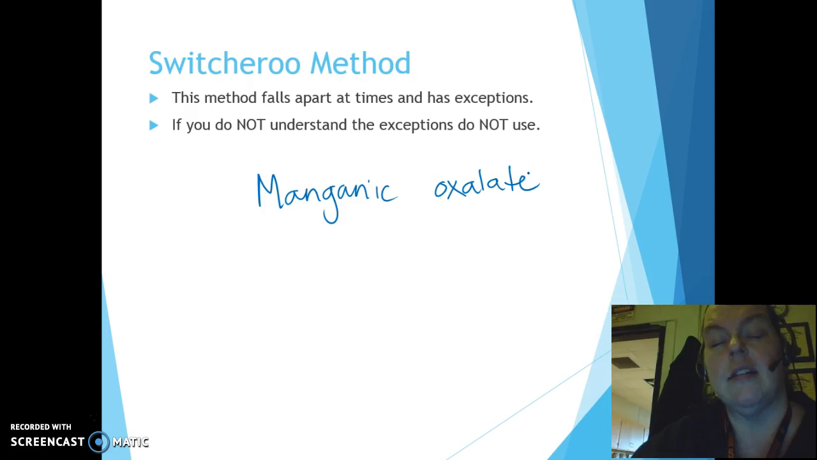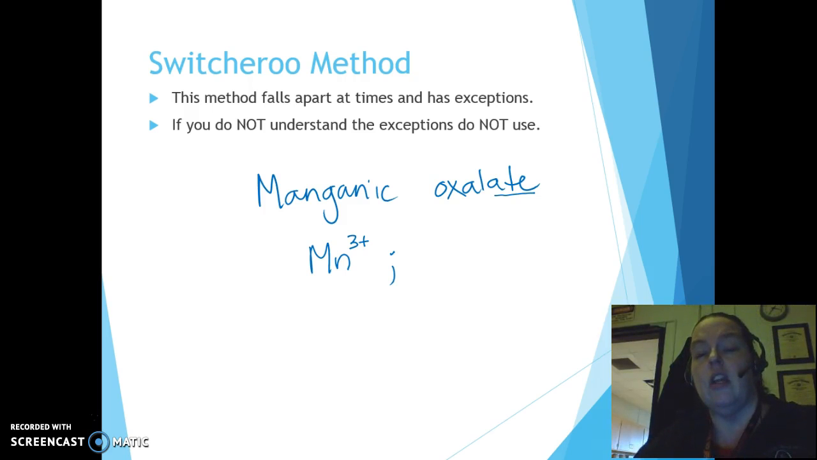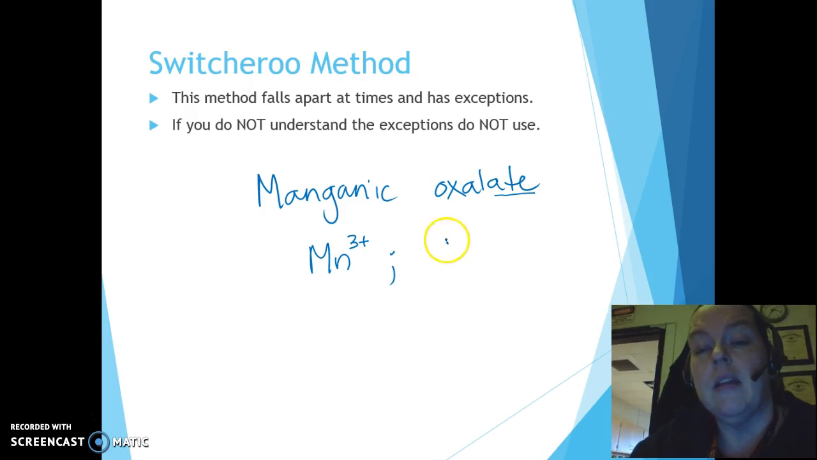Okay, manganic oxalate. Well, this is sort of like the first one we did because we have 2 species that we can look up on the purple sheet. The first one is manganic. Manganic is manganese, Mn. But it's manganese with a 3 plus charge. That is manganic. Then we look up oxalate. Oxalate is a polyatomic ion. How do I know that? Well, I see the ate ending. Most of the time when I see an ate or an ite ending, I'm looking at the purple sheet, the polyatomic ion sheet that I've been given. So when I look that up, I get C2O4 2 minus. That's 2 carbons and 4 oxygens.